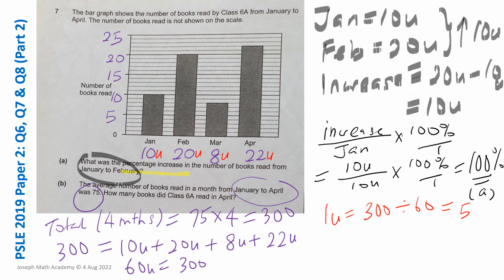Now, part B asks, how many books did class 6A read in April? In April, this is the value. So 22 units read in April. So 22 multiplied by 5, that gives us 110. So part B is done. 7 is completed.